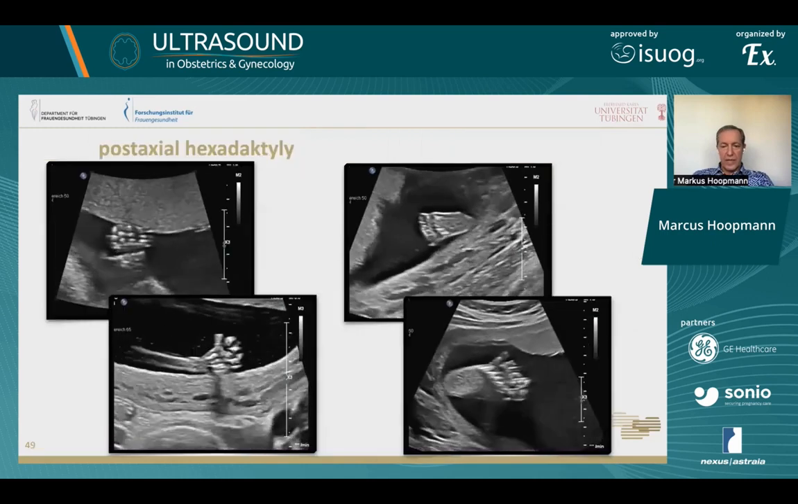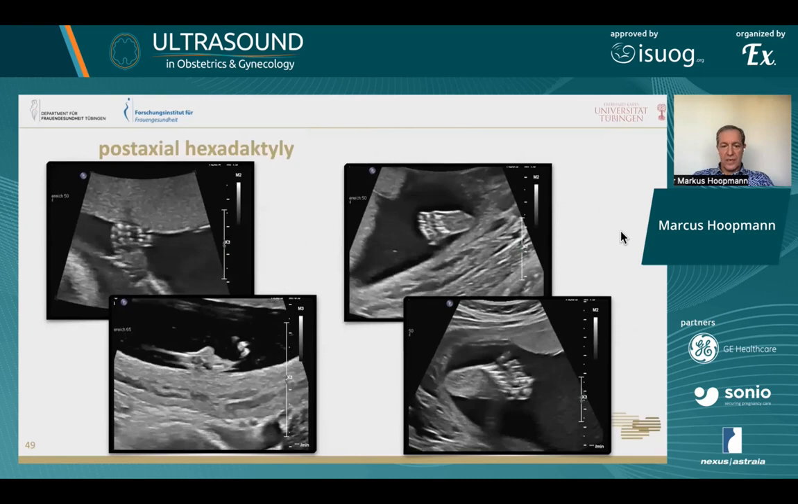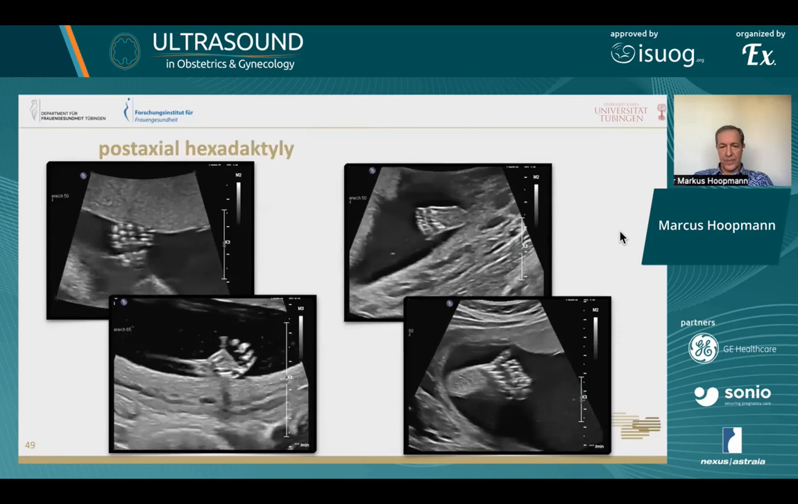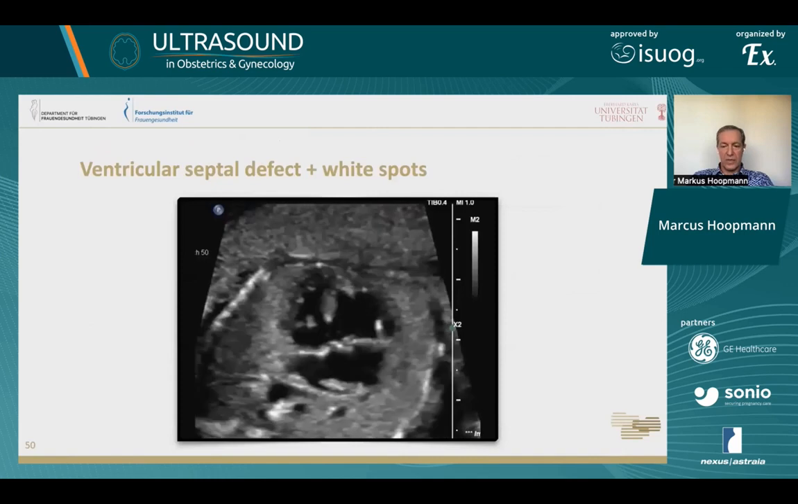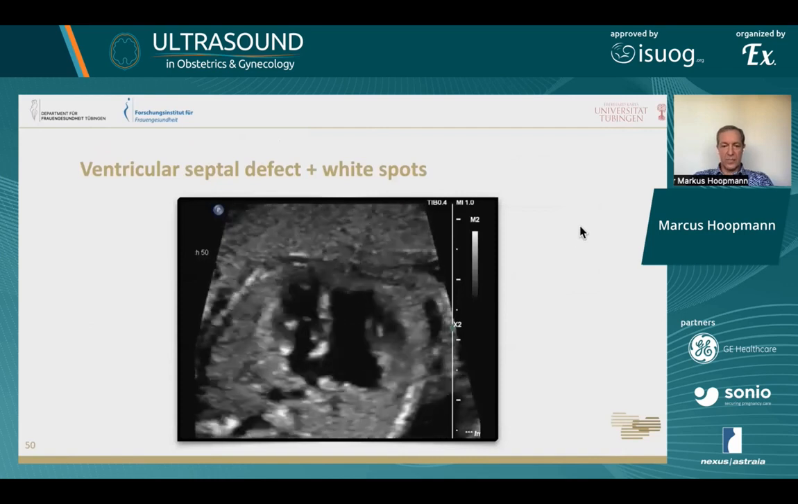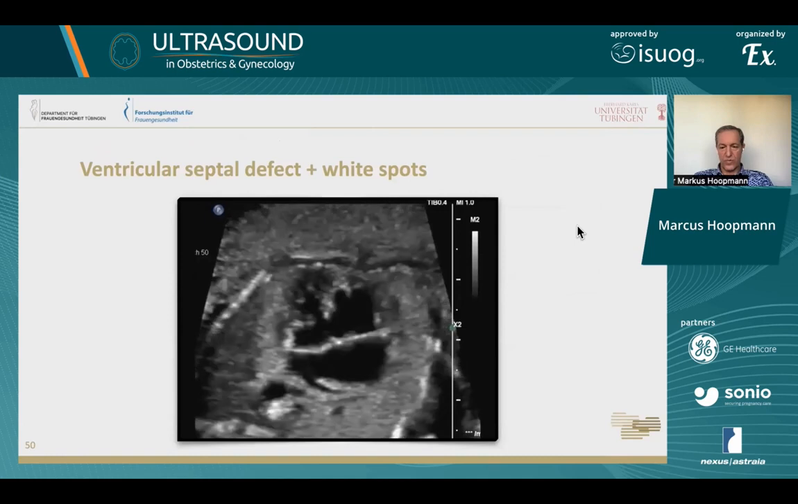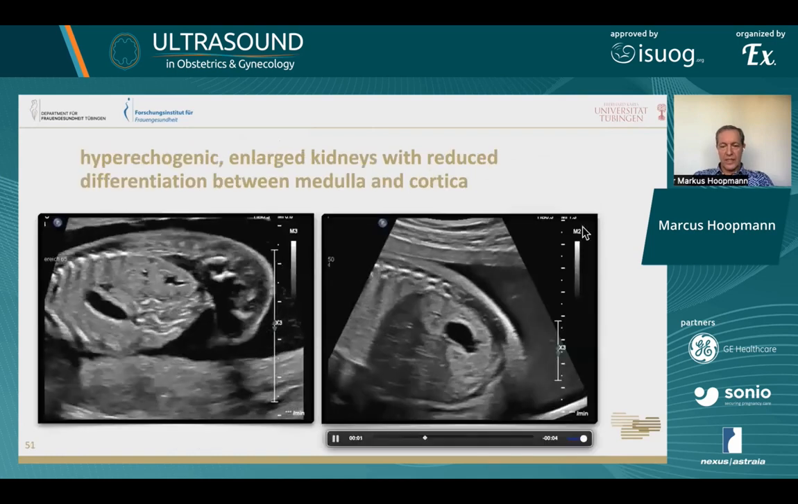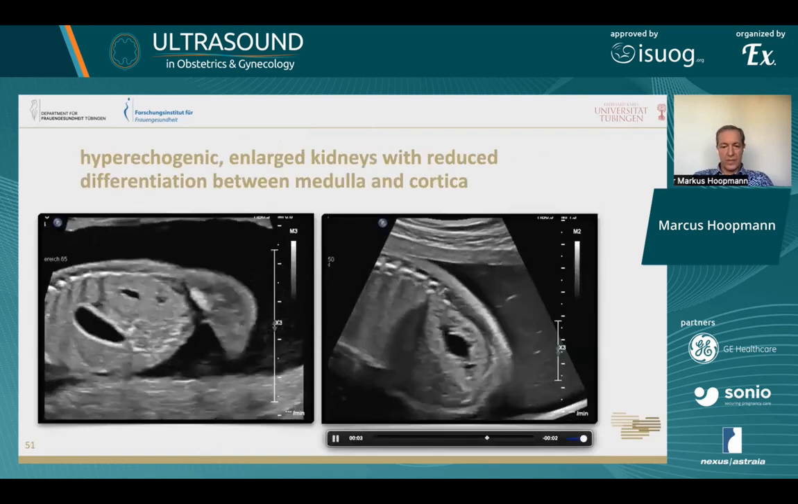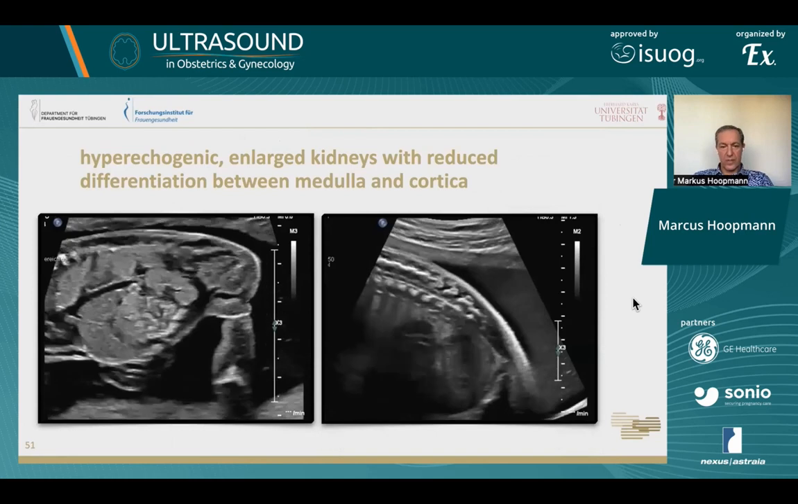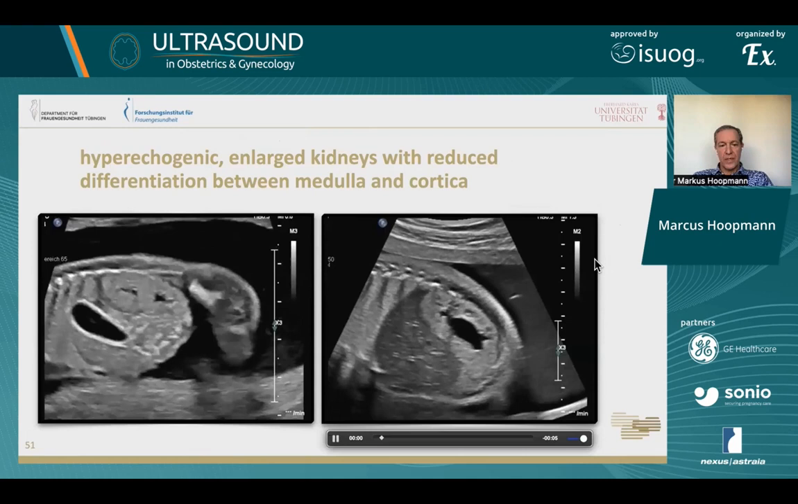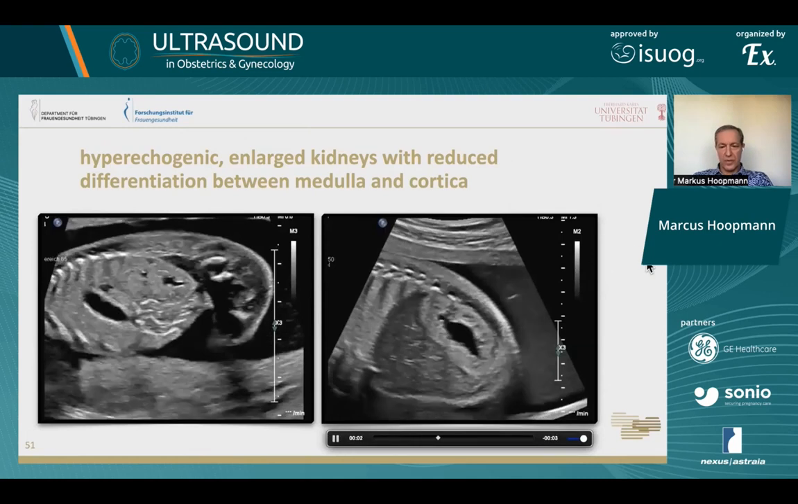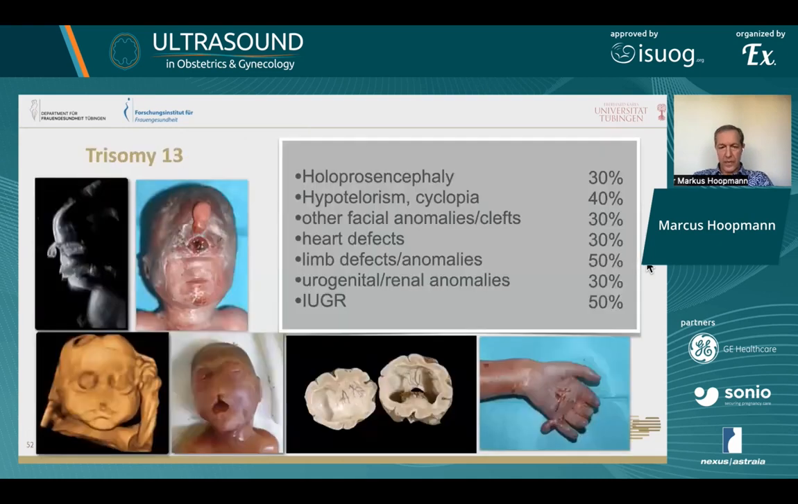And when we look at the hands and the feet, you see 6 fingers and 6 toes. And here on the heart, you see a heart defect. And again, it's a big ventricular septal defect with white spots. And this is quite typical for this form of trisomy. You see these hyperechogenic enlarged kidneys with reduced differentiation between medulla and cortex. And this is a trisomy 13.